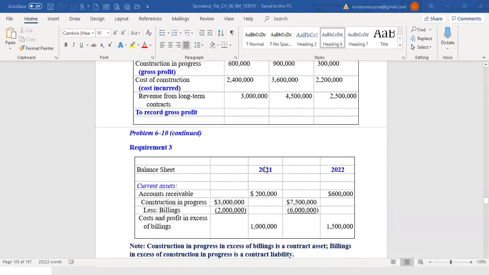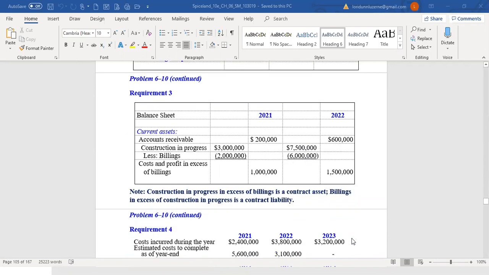So when we report that on our balance sheet, there it is. Accounts receivable, 700. Your construction in progress is 7.5. But of that, you've only billed out 6 million. So it's basically saying how much we still have to bill, 1.5 million. It's really additional accounts receivables. We should have billed it, we just didn't yet. So that's an asset to us.